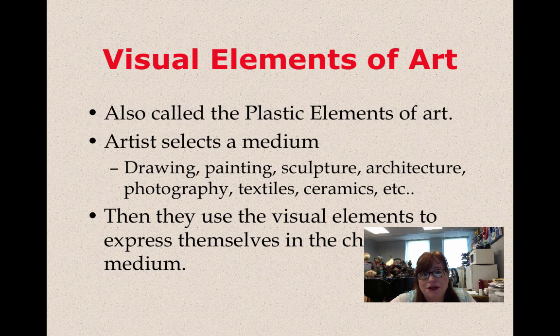So the visual elements of art are sometimes known as the plastic elements of art. That's actually kind of an old-fashioned term, but you do hear that every once in a while. So an artist will select a medium, and by medium I mean they will decide if they're drawing, and if they're drawing in pencil or charcoal or pastel. They might be painting, they might be doing an oil painting or a watercolor painting or an acrylic painting. They might be doing sculpture, which they might carve out of a rock or mold with clay, architecture, photography, textiles, ceramics, and so forth.